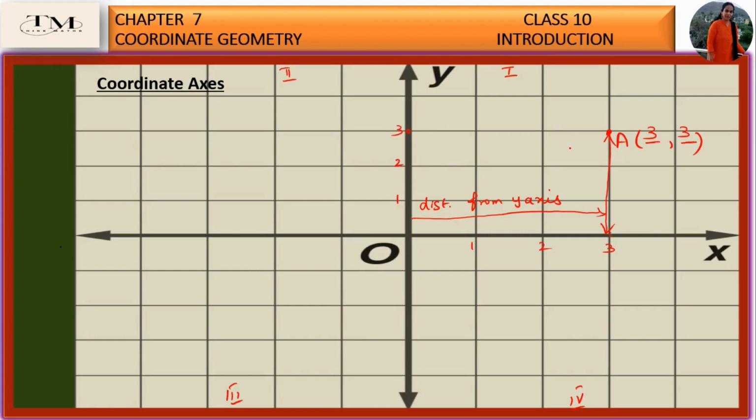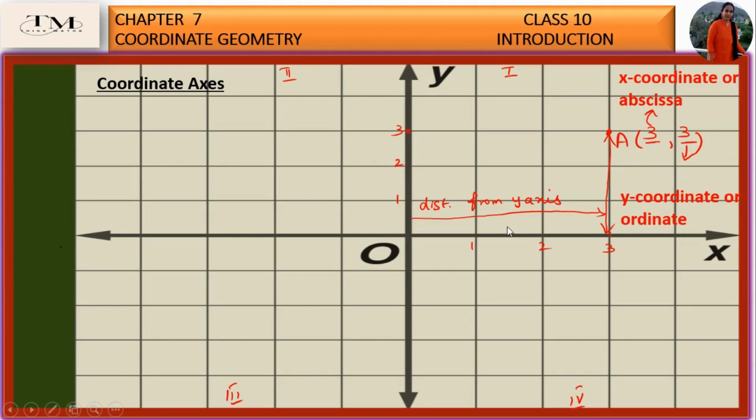So these are the two coordinates. The first one is called the x coordinate or abscissa. The second one is called the y coordinate or ordinate. These are the things we should know about the coordinate axes. I will tell you once again. There will be two points here. The first point is called the x coordinate or abscissa. The second point is called the y coordinate or ordinate.